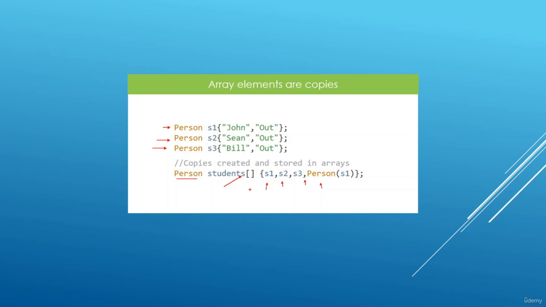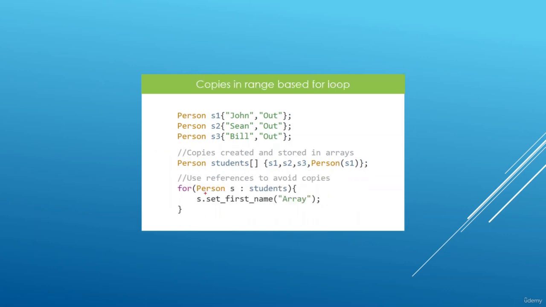Putting objects in an array is going to create copies, and you need to be aware of that. Another place where we're going to be making copies is if we use a range-based for loop like we do here. So we are basically having this array and we are looping around it, trying to set the first name to whatever we want. What this is going to do at each iteration is create a copy of the person object it is at from this array here. This copy is going to be scoped to the body of the for loop, and when the iteration is done, the local copy is going to be destroyed.